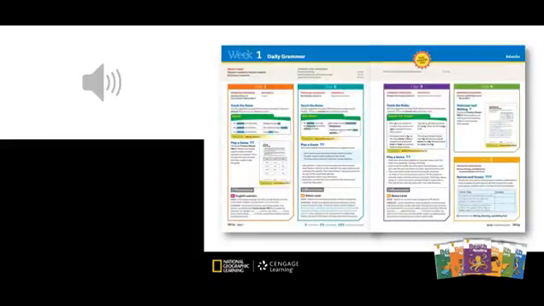Daily grammar instruction is also provided as one of the daily language arts lessons on the next 2-page spread. The grammar skills build upon each other as students progress through the units.